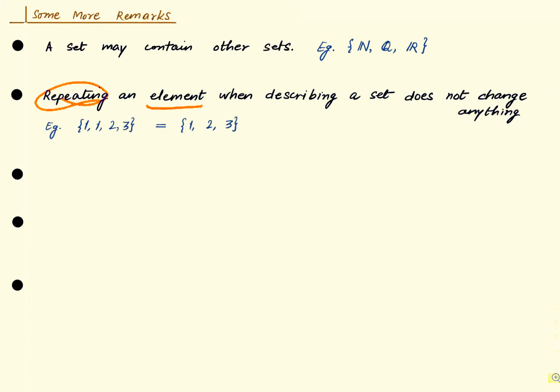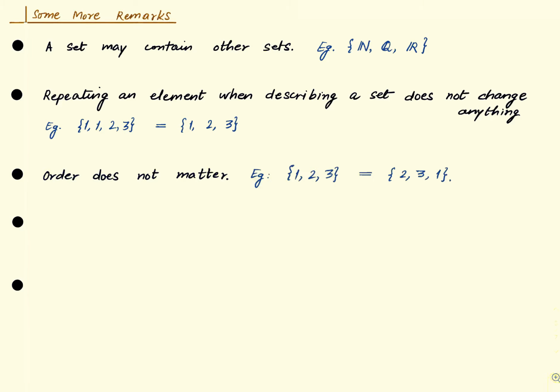Repeating an element when describing a set does not change anything. Redundancy is fine. So for instance, 1, 1, 2, 3 is the same thing as that. So repetition is allowed when you're expressing things in a set. And ordering. So we mentioned that a set is an unordered collection of well-defined objects. So this set is same as that set because changing the order doesn't do anything.